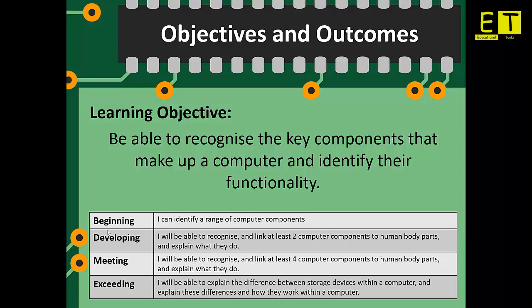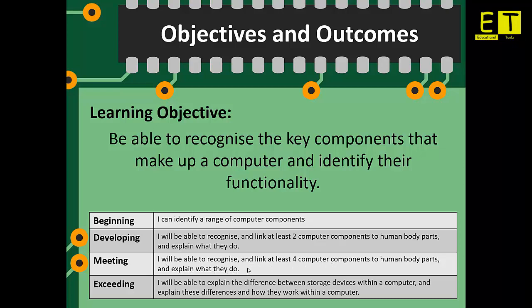So in order for you to achieve beginning, you should be able to identify a range of computer components. In order for you to achieve developing, you should be able to recognize and link at least two computer components to human body parts and explain what they do. And to achieve the meeting level, you need to be able to recognize and link at least four computer components to the human body parts and explain what they do.